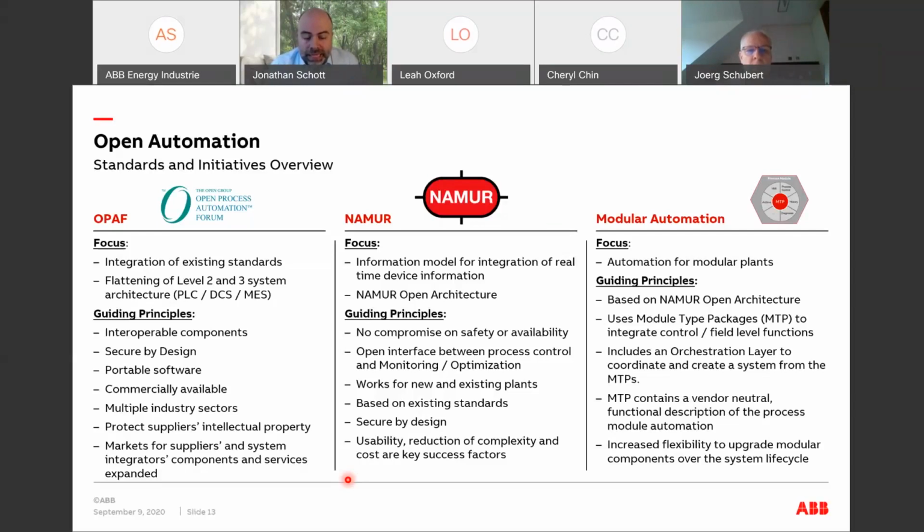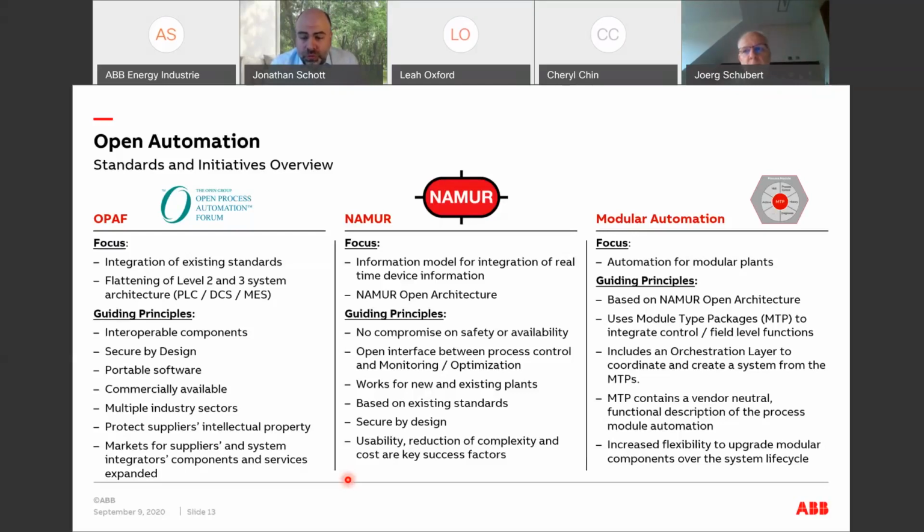And again, there needs to be a market. And this is also the reason why the OPAF is not creating only a technical standard, but also has a business working group focusing on actually creating and driving a commercial ecosystem where suppliers, system integrators, and service providers can exist and make use of the standard and benefit from it.